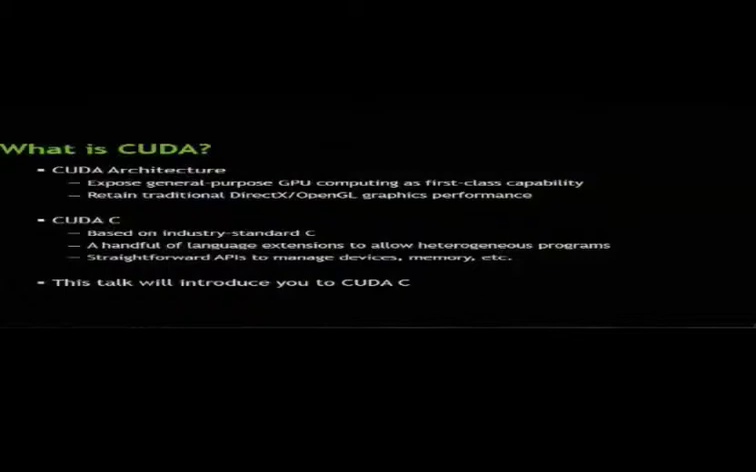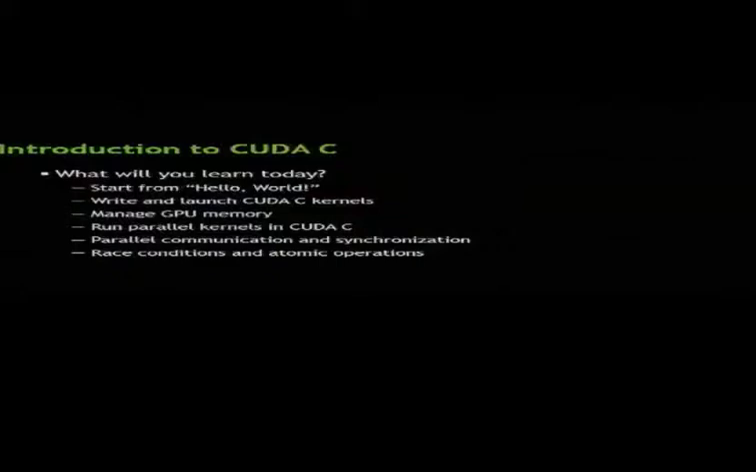So basically, this is an outline of what we're going to do. We're going to start at the very high level and just walk through a simple write and launch of a CUDA-C kernel. We'll talk about the memory, we'll run some parallel kernels, and then talk about communication and synchronization, and then some warnings about race conditions and how you might be able to use an atomic operation to fix that.